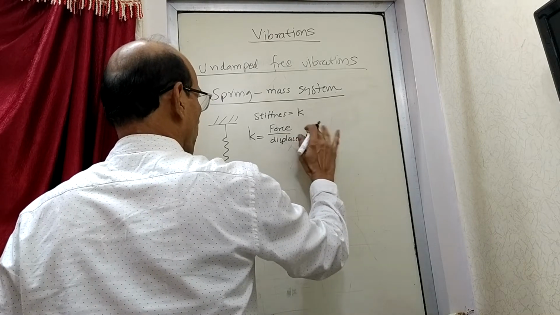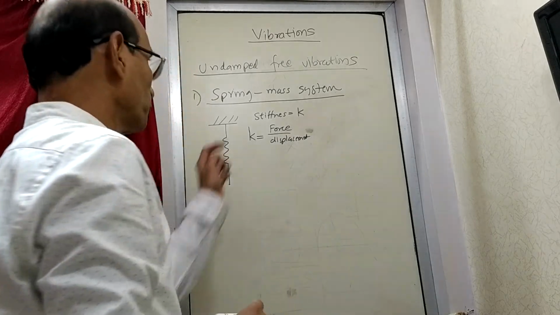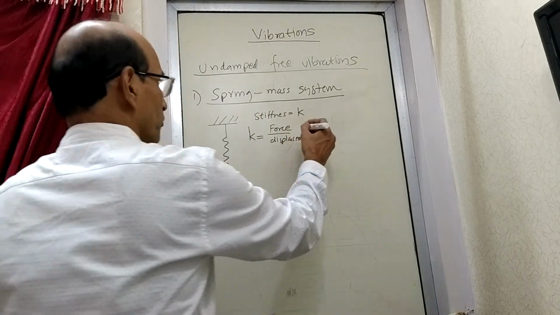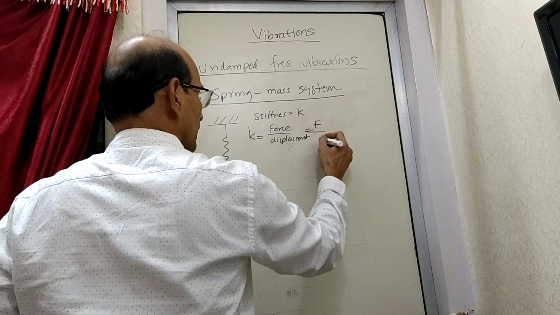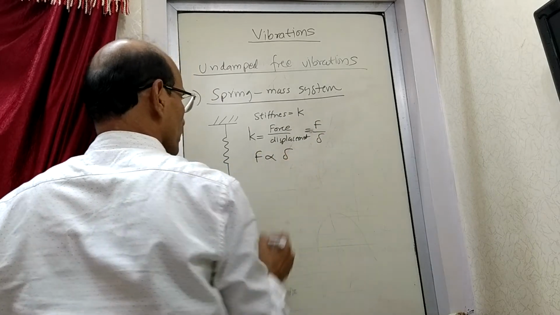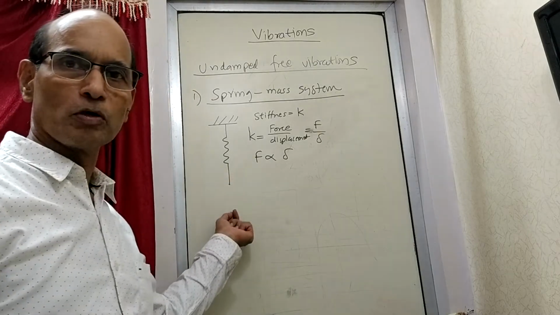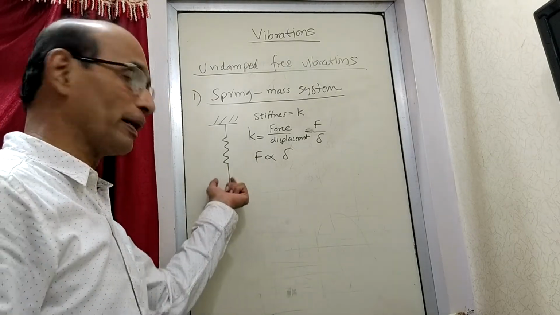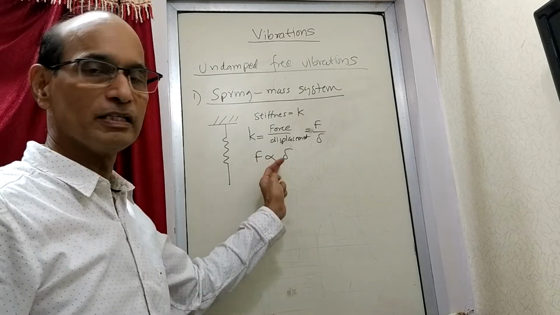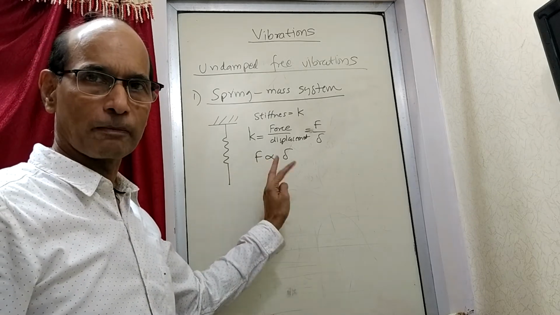So force upon displacement, that means by what force it will be displaced by how much. Because as you know, force is, I'll write here force, and I'll write this as a deflection. So force is proportional to deflection. As you know, if you apply more force, it will deflect more. So if you apply double force, it will deflect double than earlier. So force and displacement or deflection, they are proportionate.